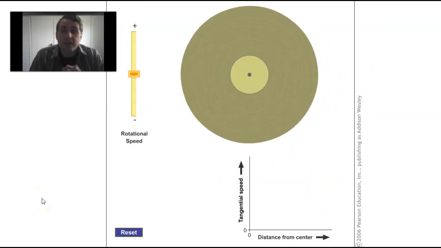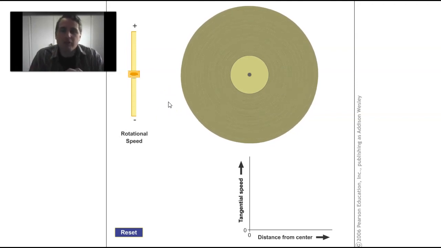Now what I have here is another example of where we can examine uniform circular motion for multiple objects on a turntable. Now for this turntable, you could imagine this is maybe like a record or a CD or a DVD or maybe even a hard drive. It probably depends upon how long you've been on Earth.